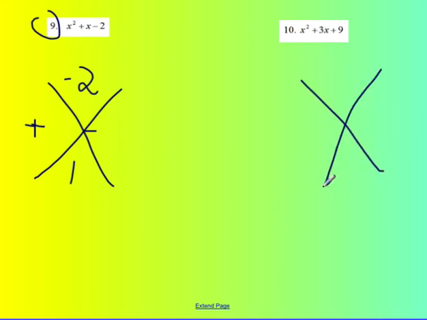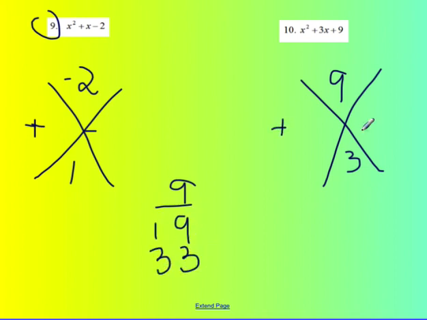Next, let's take a look at number 10. So for number 10, we're multiplying to 9 and adding to 3. So things that multiply to 9: 1 and 9, 3 and 3. Well, my sum and my product are positive, so I have two positive numbers. There's no way I can take 1 and 9 or 3 and 3 and get them to add to 3. So this one is not factorable, NF.